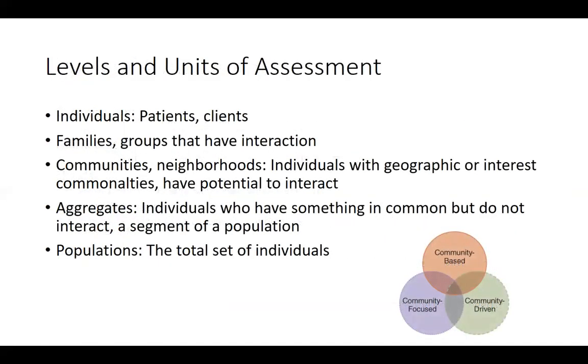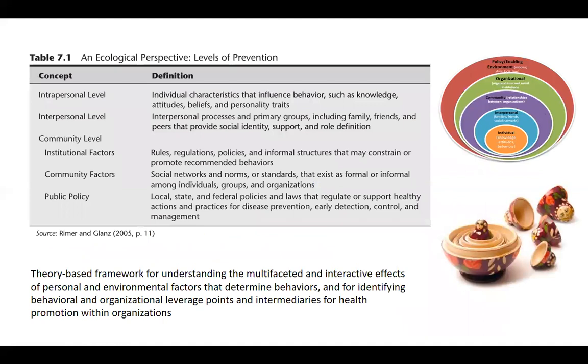So those were gone over, and I just put this in here quick to remind you that when you're thinking about who to assess, think about the different levels and units. So you can look at individuals that are particularly affected by the issue, patients, clients, or other community members. You could look at families, more neighborhood type levels, people that have the potential to interact. People can also have that potential around a health issue. They may be more of a virtual type community, until you get to the total set of individuals.